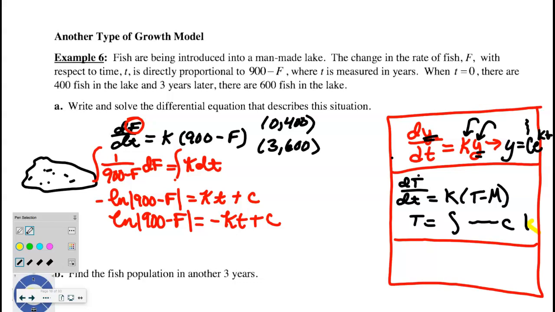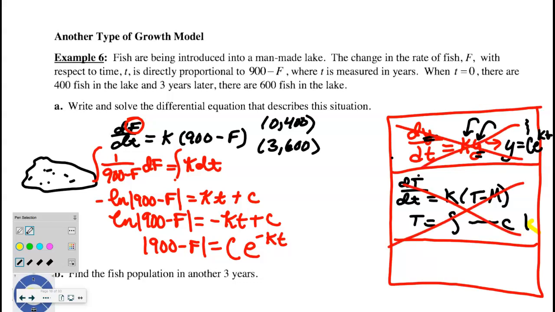So now when I exponentiate, I have 900 minus F equaling e to the negative kt, technically times e to the c, which has happened so much, I'm going to put the c right here. C is not 400, so be careful. Again, right now we are not doing this one, we're doing an alternative one, but I am going to let c absorb whether it's supposed to be positive or negative, so I can go ahead and take that off.